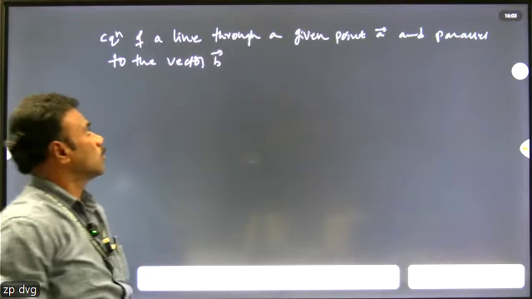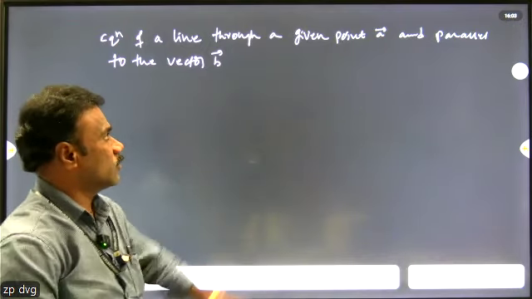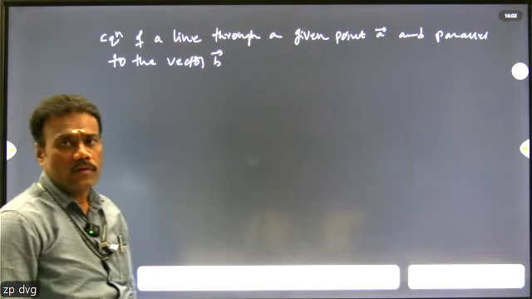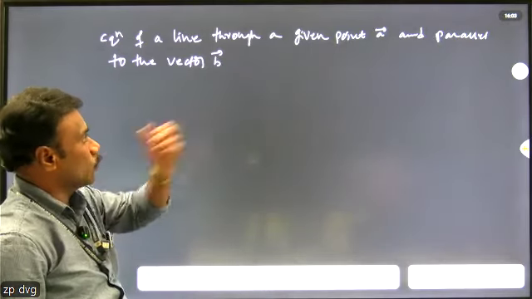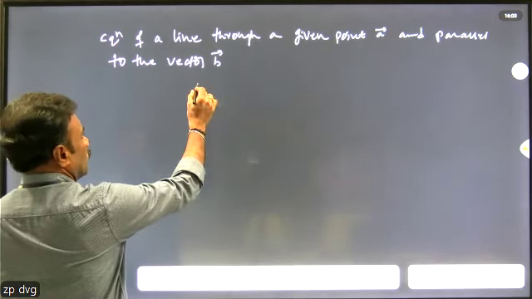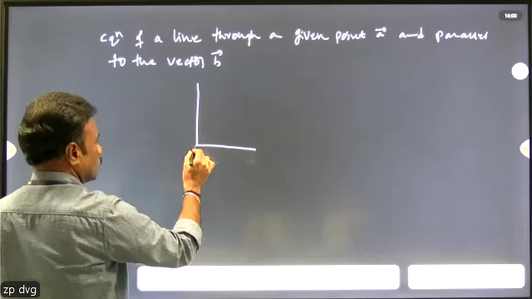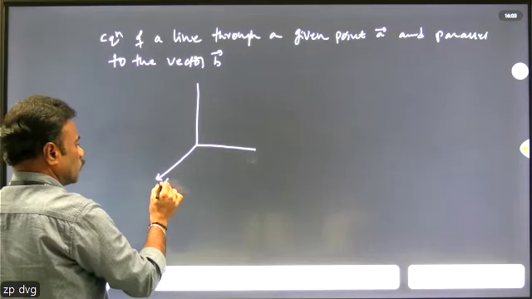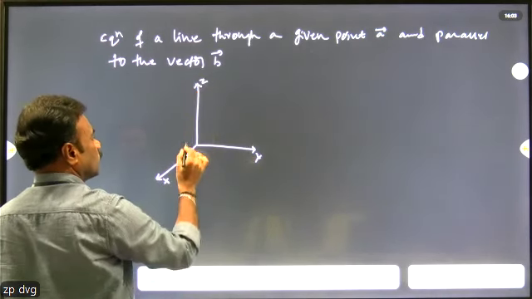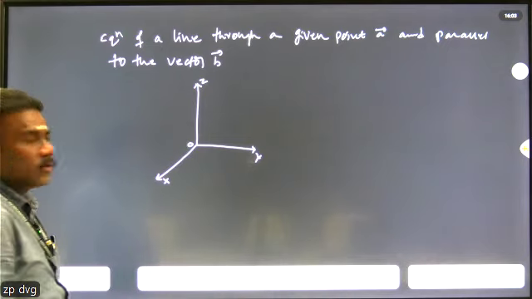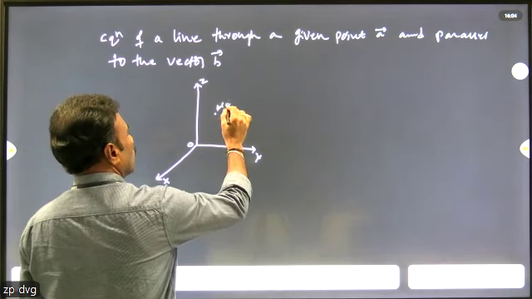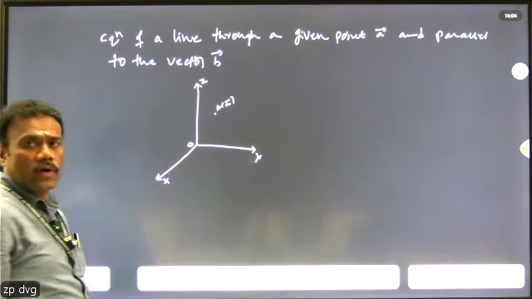For the equation of a line through a given point, suppose the given point is A bar and the line is parallel to the vector B bar. We will prove this equation of a line through a given point A bar and parallel to the vector B bar. So, let us take a three-dimensional coordinate system. This is the x-axis, this is the y-axis, and this is the z-axis. Take the origin O.